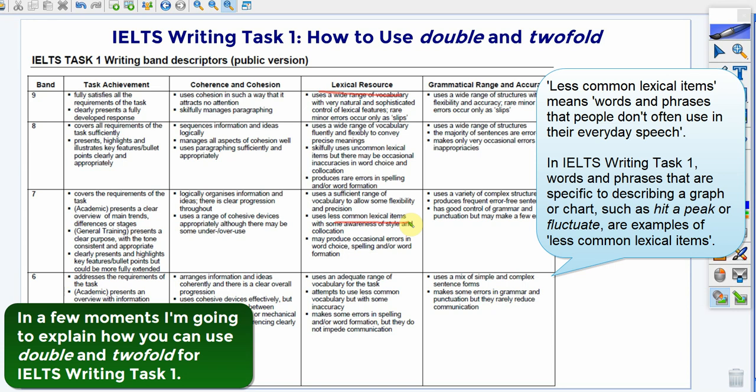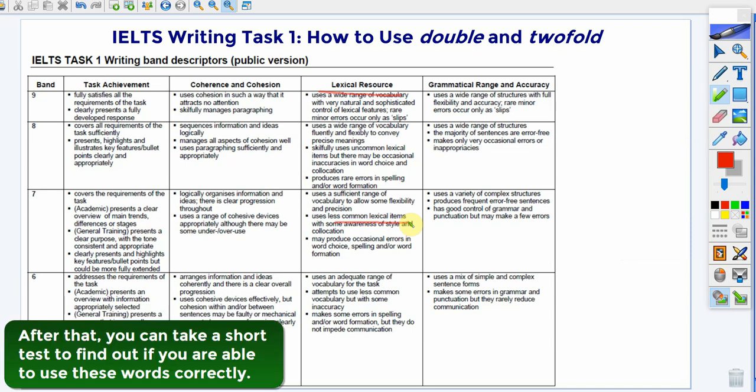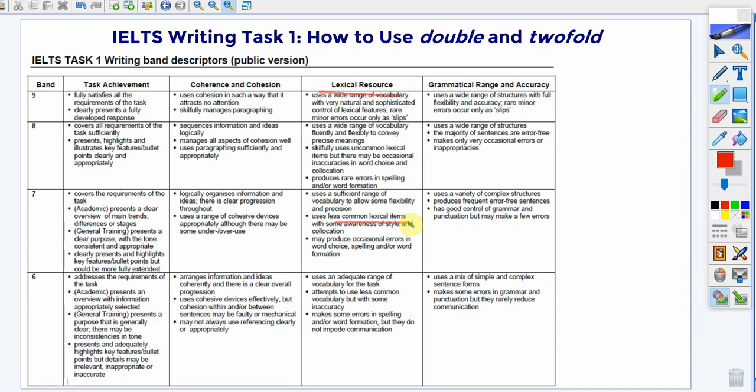In a few moments, I'm going to explain how you can use double and twofold for IELTS Writing Task 1. After that, you can take a short test to find out if you are able to use these words correctly.